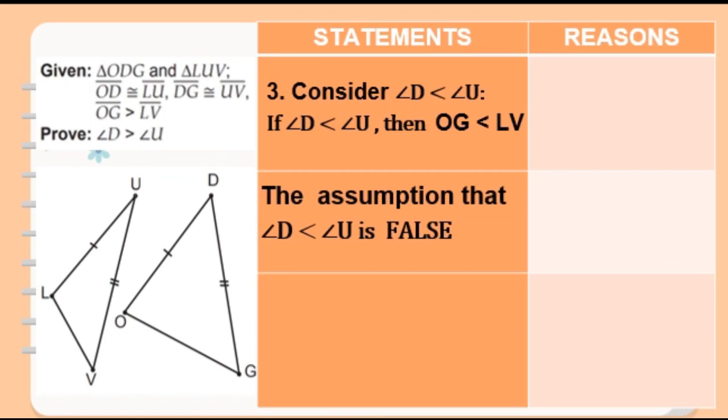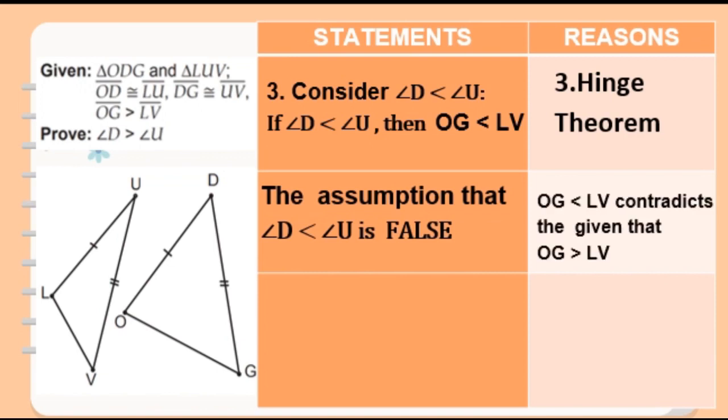Next statement, consider angle D is less than angle U. If angle D is less than angle U, then OG is less than LV. What is the reason? The reason is Hinge theorem. And the assumption that angle D is less than angle U is false. What will be the reason? OG is less than LV, contradicts the given that OG is greater than LV.